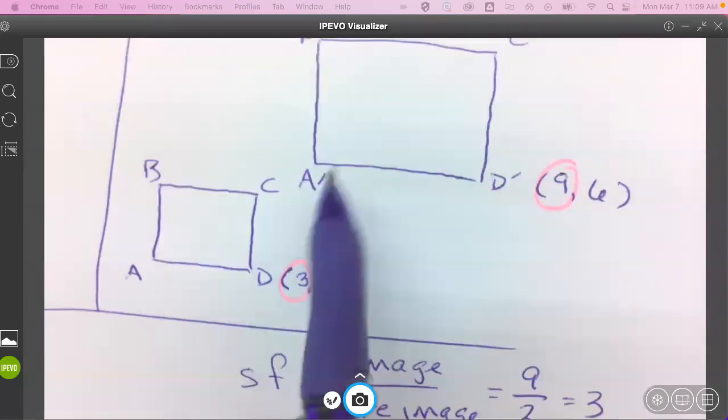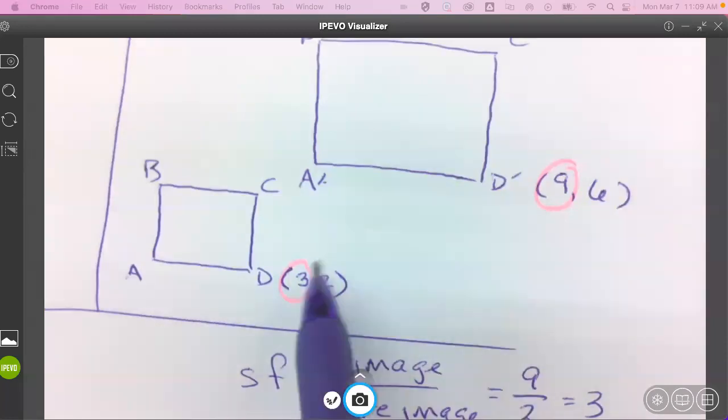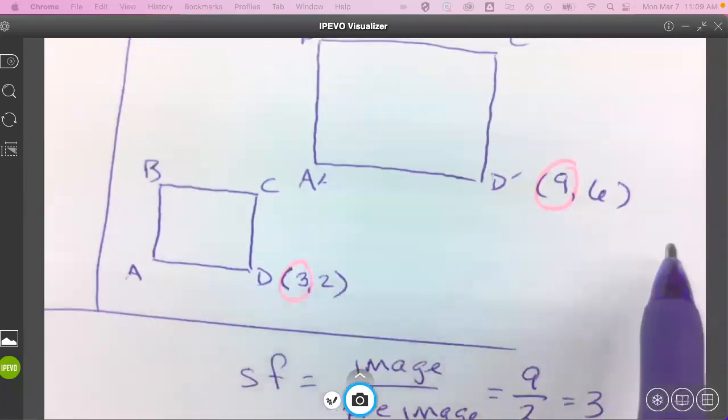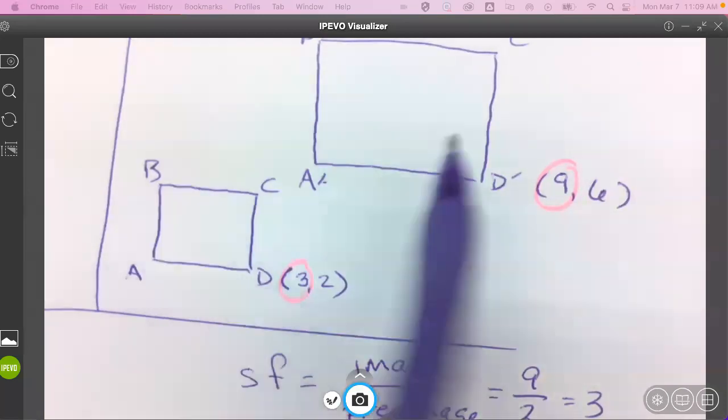If in fact I were to readjust these so that it went from this point back to this point, now my scale factor would be like 2 divided by 6 or 1/3. I'd be seeing a reduction in size rather than an enlargement.